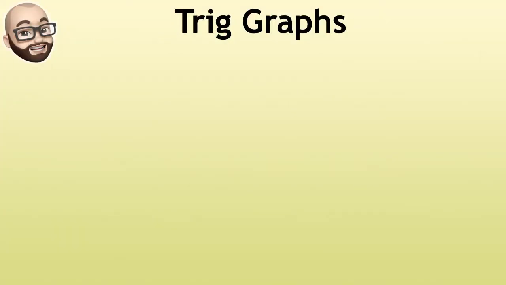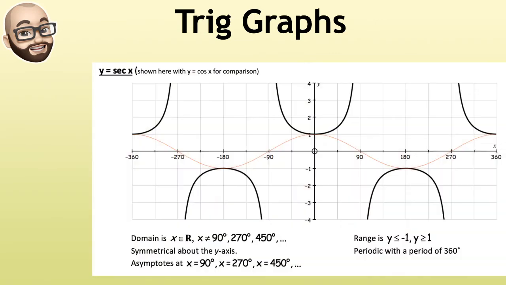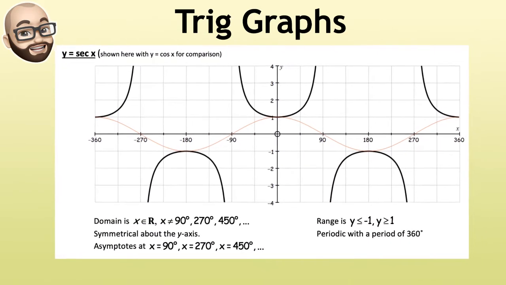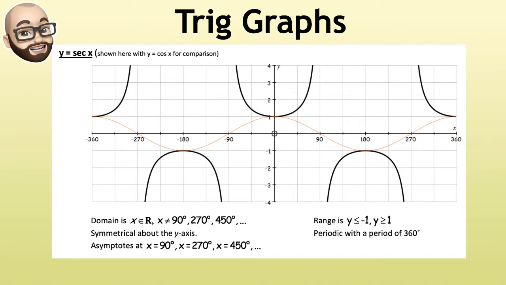So the first one we're going to look at is the sec graph, which is now on screen. We've plotted this one in degrees. We could have plotted it in radians. For now, it really doesn't make much of a difference which one we use. On there you might be able to see a very faint orange line. That is the cos graph, and all we've done to get this thicker black line is we've done 1 divided by each of those different values.